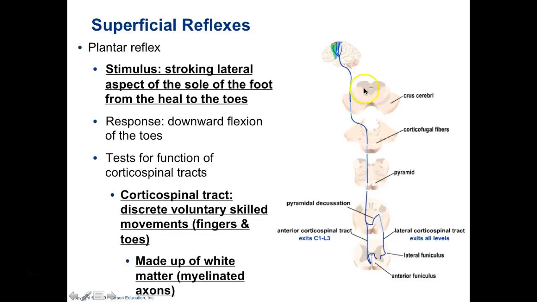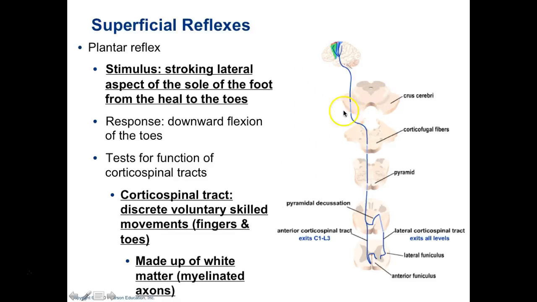A corticospinal tract is a group of fibers that are moving throughout the white matter here over to make a connection to our cerebrum. So this is in charge of our discrete voluntary skilled movements like our fingers and toes. And this information is all motor.